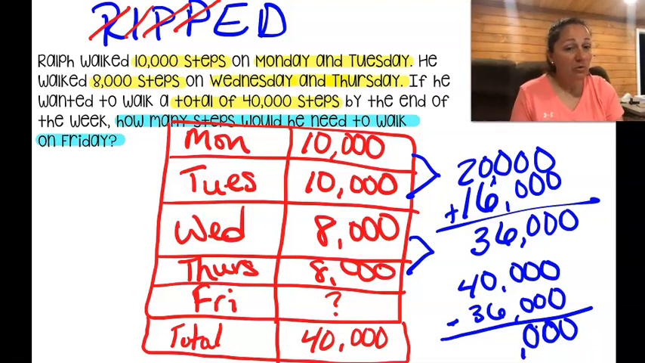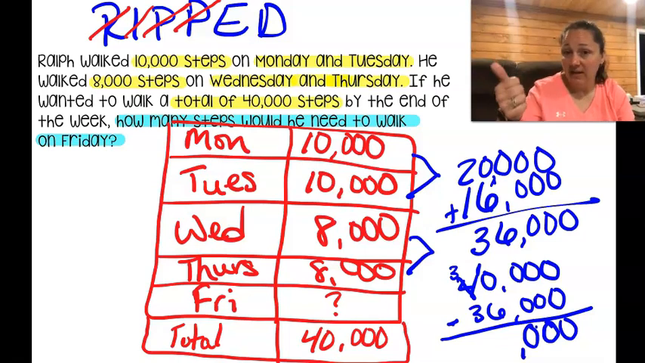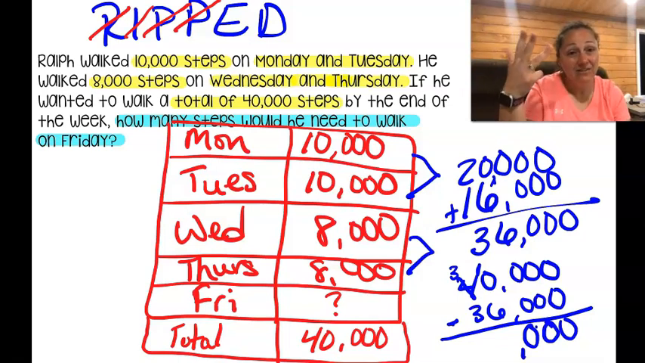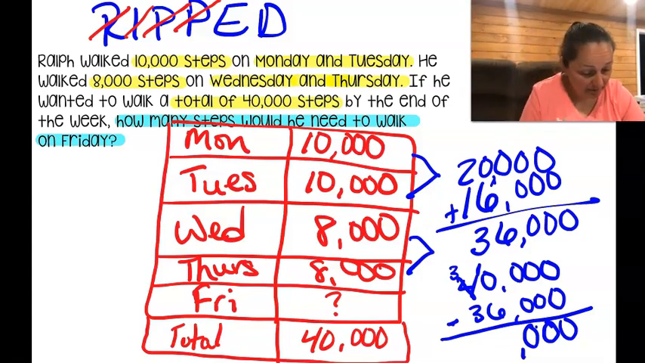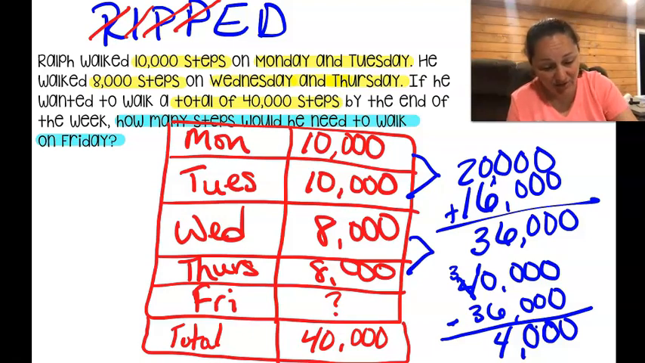Can't do it. Move on to the next door and get 10 more. So the 4 becomes a 3, and the 0 becomes a 10, because I borrowed a 10. 10 minus 6 is, let's see, you can count out 7, 8, 9, 10. So that'd be 4. So 10 minus 6 is 4, and 3 minus 3 is 0. So, Ralphie, my boy, you only need 4,000 more steps. That's pretty good.